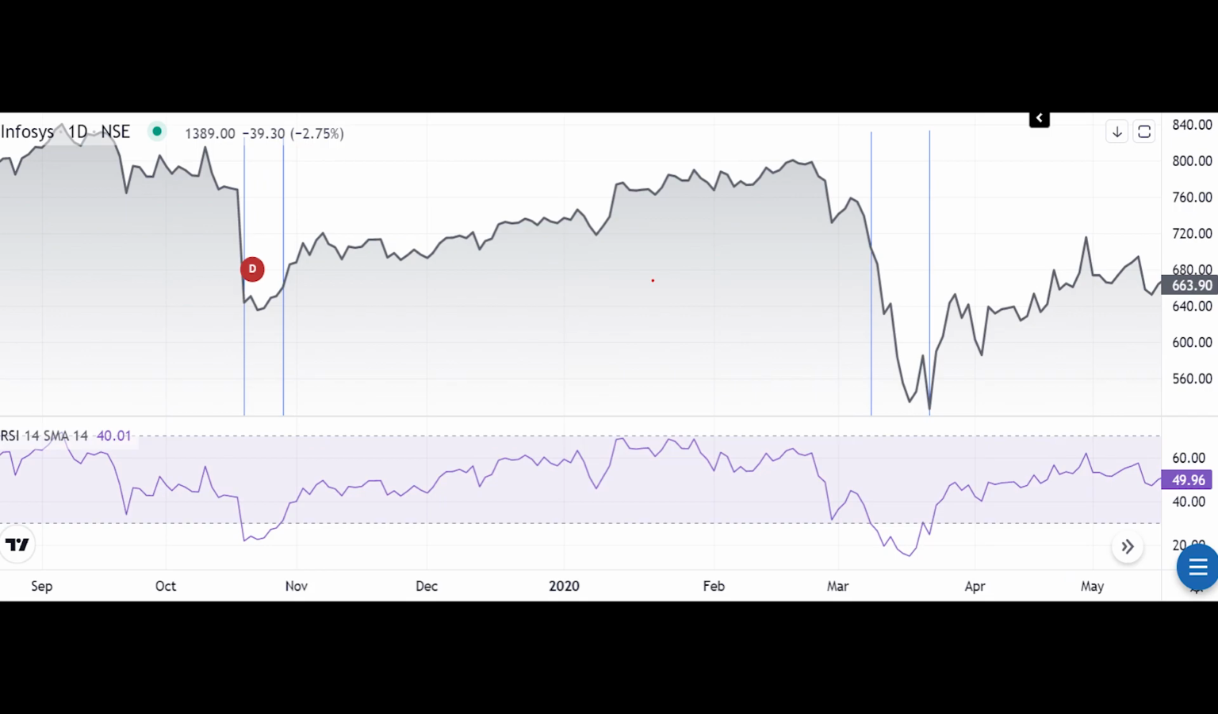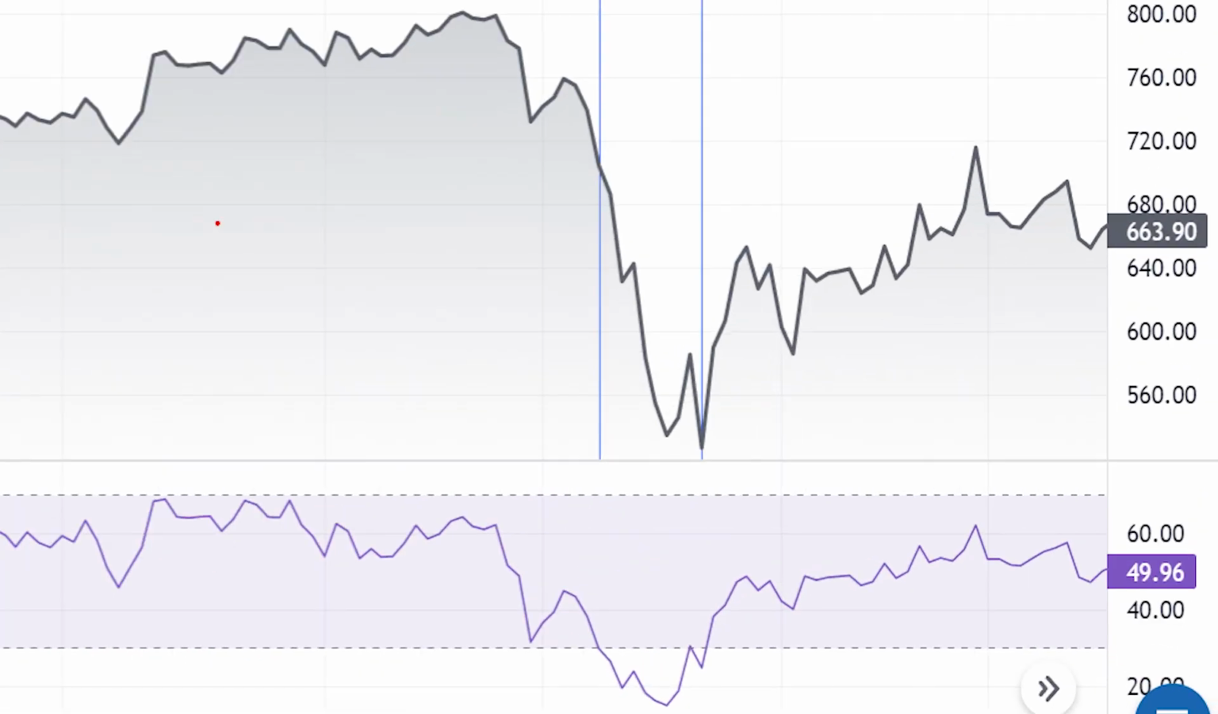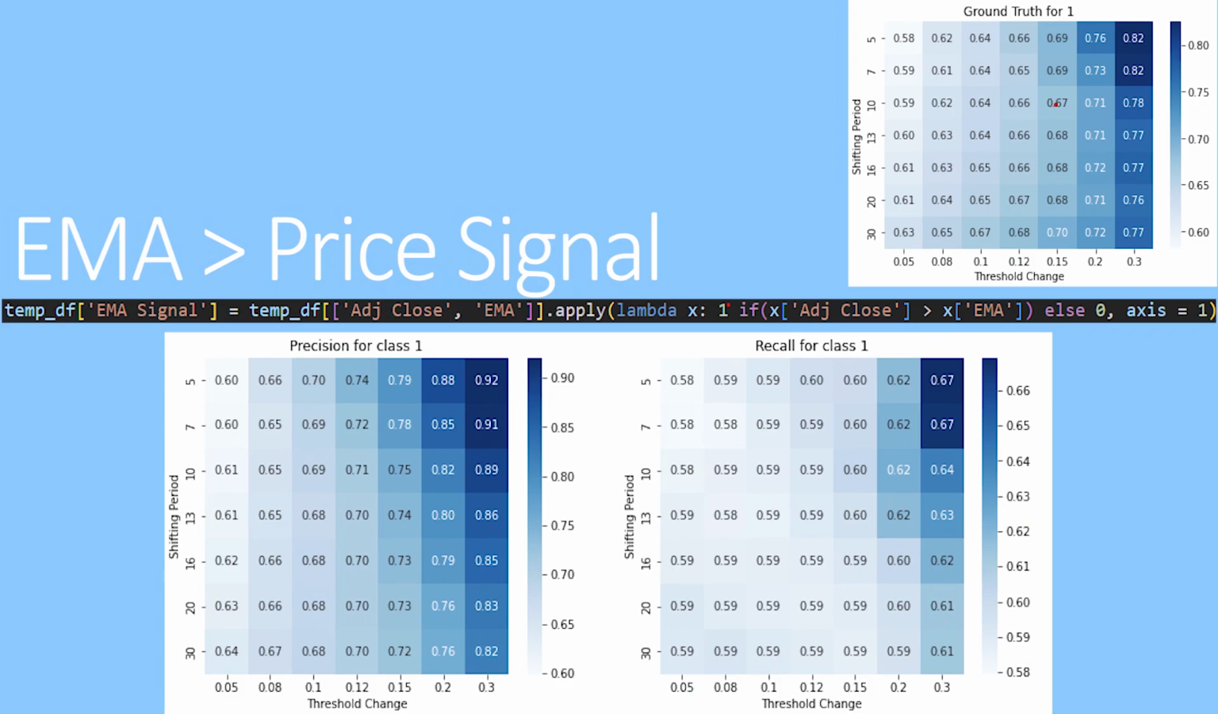Going back to the Infosys chart, the second area shows an example where the RSI drops below 20 with a sharp and quick correction shortly after. Let's look at one last signal before we wrap this up. The EMA signal, another commonly used indicator. Here we give the buy signal if the price is above the exponential moving average. It usually signifies an upward trend and is a fairly common market condition as the recall shows. Over 50% of the time, the price stays above the EMA according to the recall.